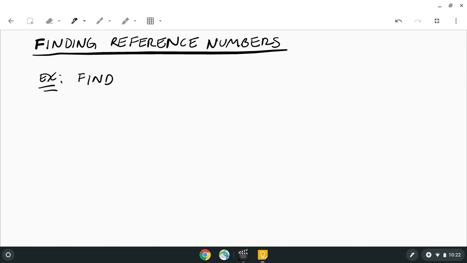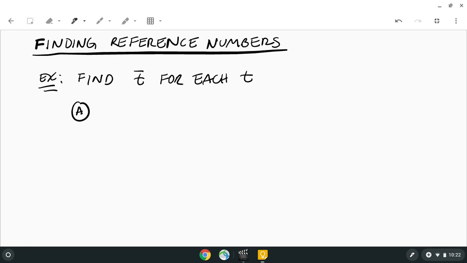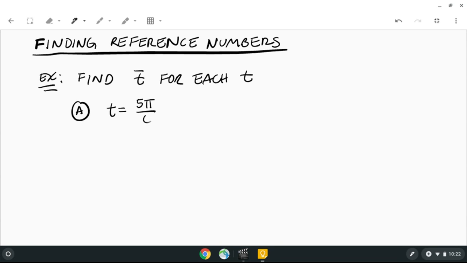Find t-bar for each t. Suppose that I have this t value, 5 pi over 6. That's just shy of 1 pi, right? 6 pi over 6 is 1 pi, so we're just shy of 1 pi, at 5/6. We want to know what the reference number is.